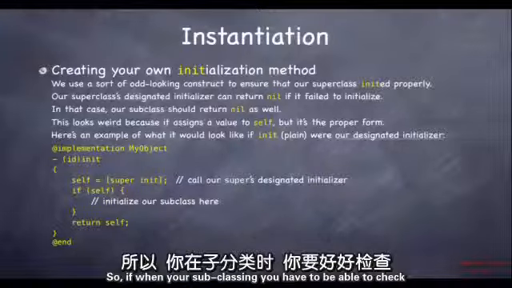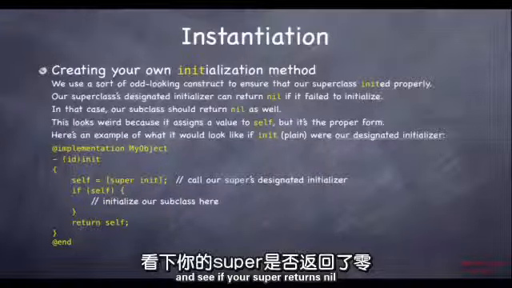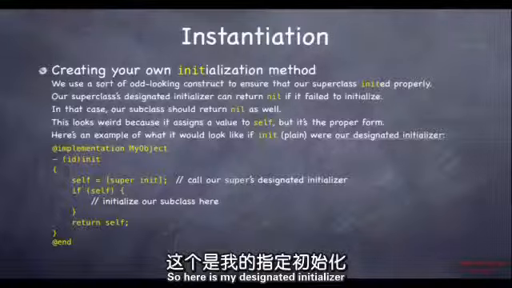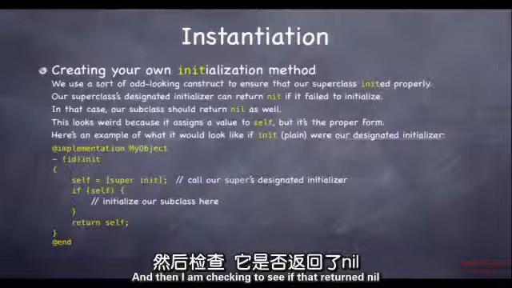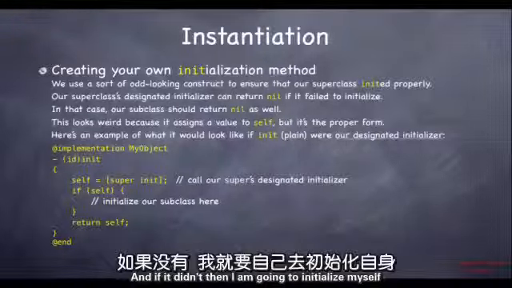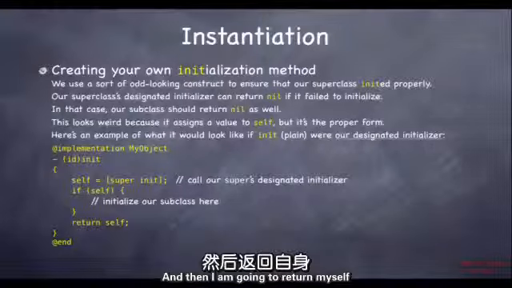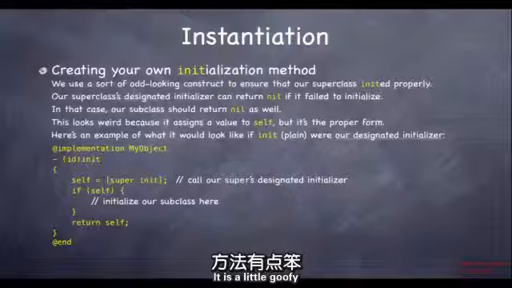So when you're subclassing, you have to be able to check and see if your super returned nil. So here's my designated initializer. I'm calling my super's designated initializer, which is init. And then I'm checking to see if that returned nil. And if it didn't, then I'm going to initialize myself, and then I'm going to return myself. OK? Everyone cool with this? It's a little goofy, but it's the way it is.